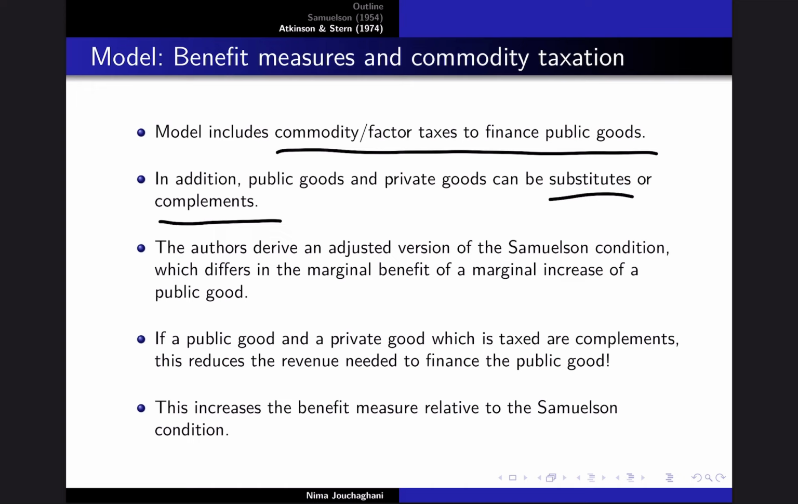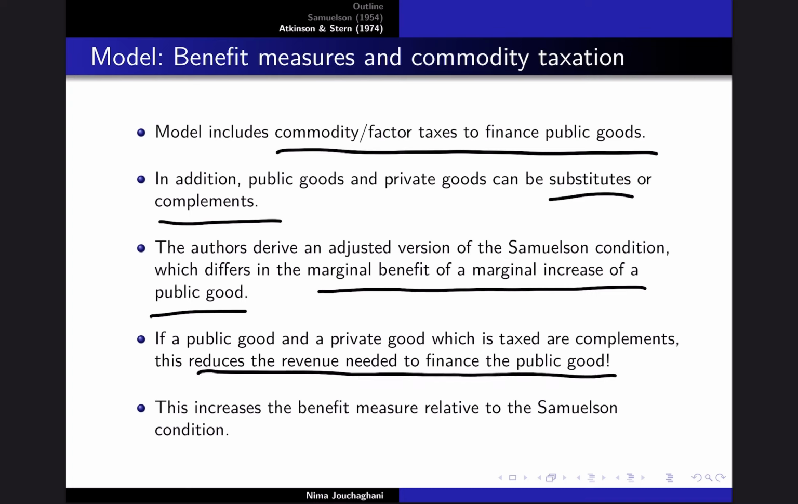What the authors do is they derive an adjusted version of the Samuelson condition, which differs in the marginal benefit of a marginal increase of a public good. So it will not simply be the sum of marginal utilities for the public good, but it will differ. And what they basically find is that if the public good and the private good, which is taxed, are complements, then this reduces the revenue needed to finance the public good.